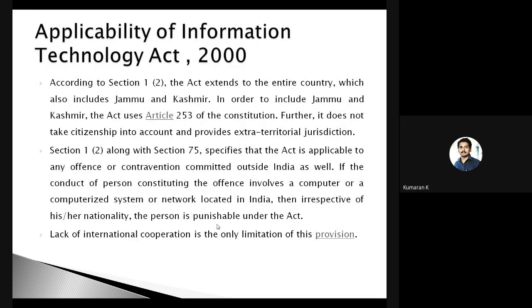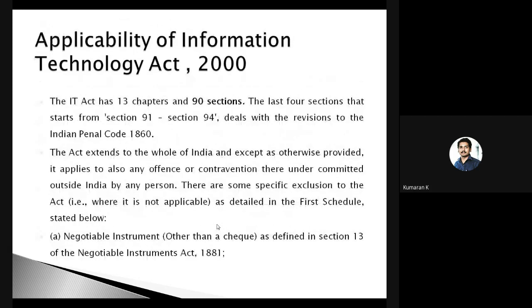Anand, Abhishek, Raja. How many chapters and how many sections are there in the IT Act? 90 sections. How many chapters? 13 chapters. 90 sections. Okay.